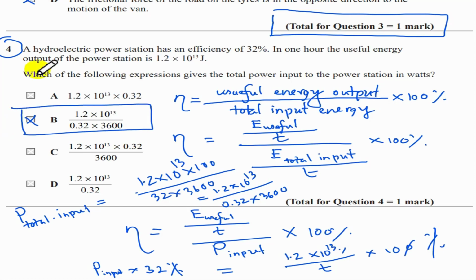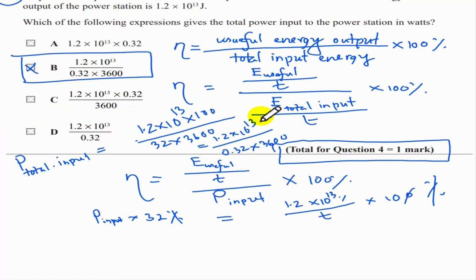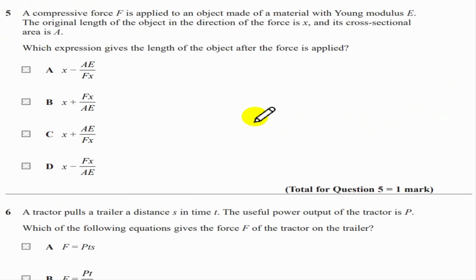Correct answer is B. Total for question 4 equal to 1 mark. Now question number 5.